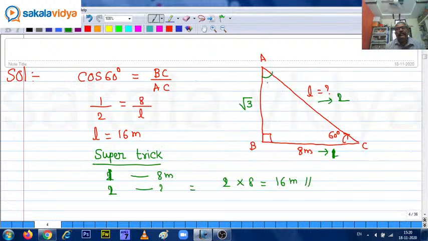So this will obviously be 30 degrees. Opposite to 30 is 1 part. Opposite to 60 is root 3. Opposite to 90 is 2 parts. Here 2 parts we need to find out. 1 part is equal to 8 meters. 2 parts is equal to how much? 2 into 8, 16 meters. This is the answer. This shortcut you can apply.